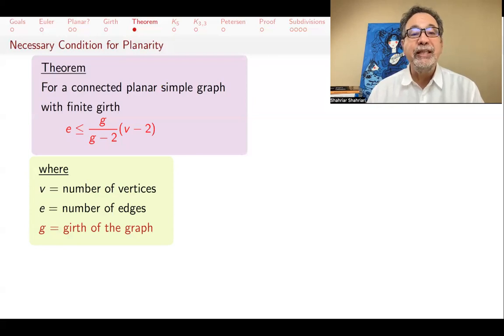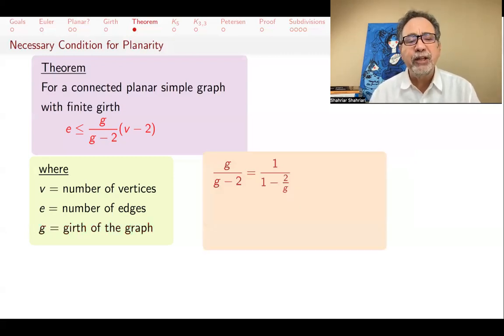You can figure out what e is, v is, and g is, no matter what drawing of the graph you have. Regardless of the drawing of the graph, you can check this condition. And if it's not satisfied, then the graph is not planar. If it is satisfied, then you know nothing. Then you have to go back to the drawing board and try something else.